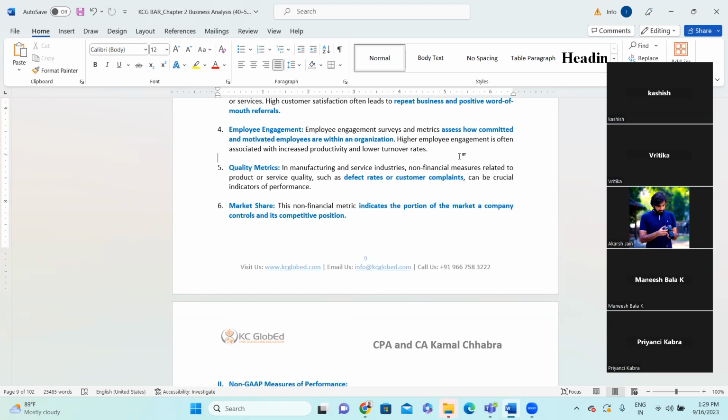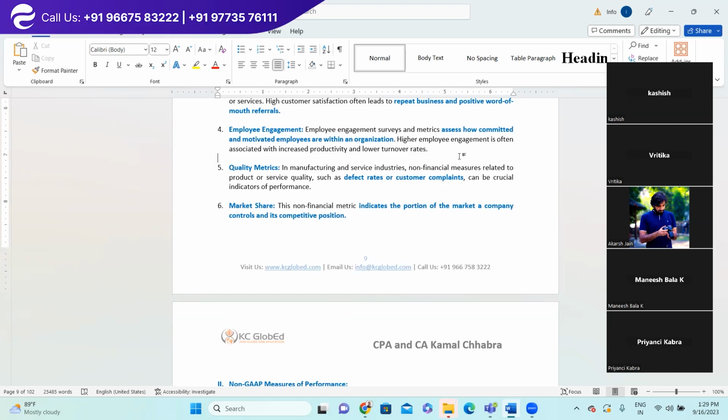This is your PMDP, your success factor, right? Franchi, Vartika, Kashish, yes or no? Yes, sir. So employee engagement is also a focus area, right?